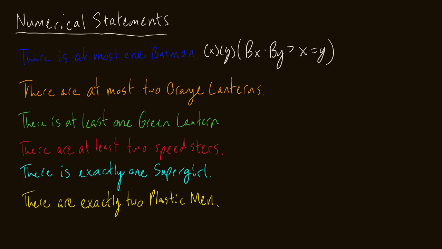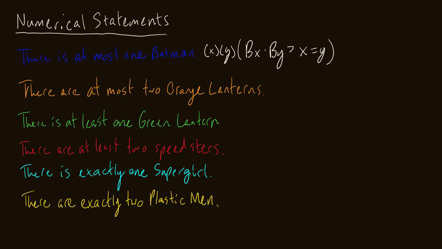Notice that there could be no Batman, right? Because that's what "there is at most one Batman" means. It means there's either one or there's none. So we didn't specify that there has to exist a Batman. We're just saying that if we find two things that are Batman, we didn't really find two things, they're actually the same thing. So that's how we would say there is at most one Batman.